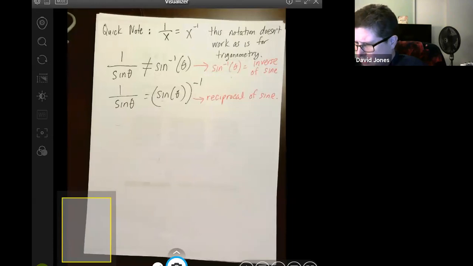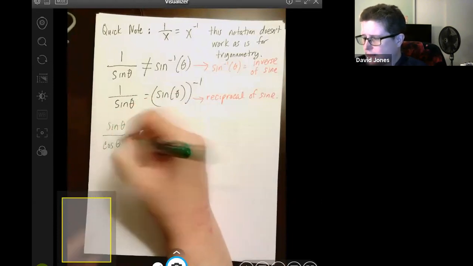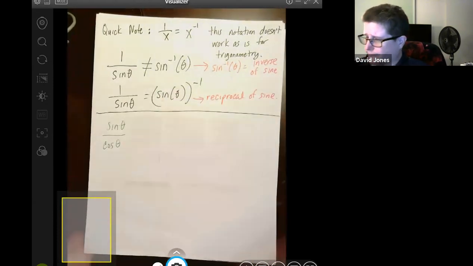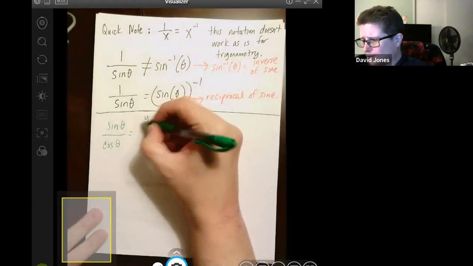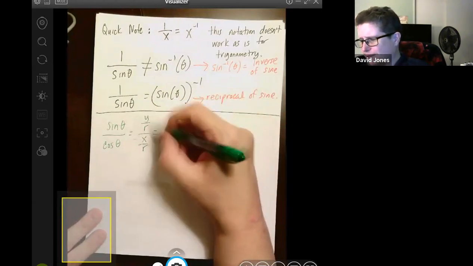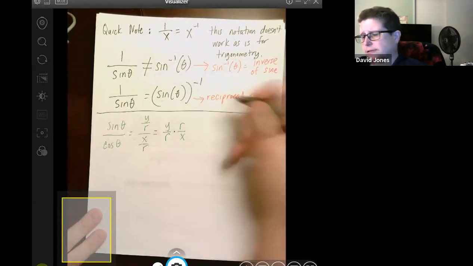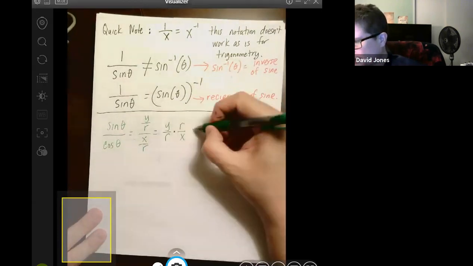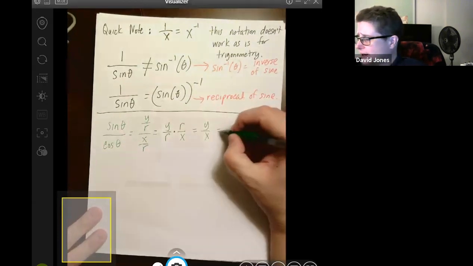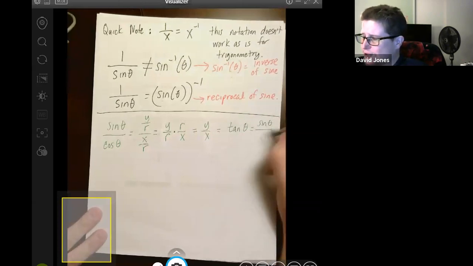Now, there is more stuff that goes together. Let's take a look at sine theta over cosine theta. This is y over r divided by x over r. And when you divide by fractions, you can do the same thing as multiplying by the reciprocal of the denominator. But the r's cancel and we get y over x. And that's just tangent theta. So tangent theta is sine theta over cosine theta.